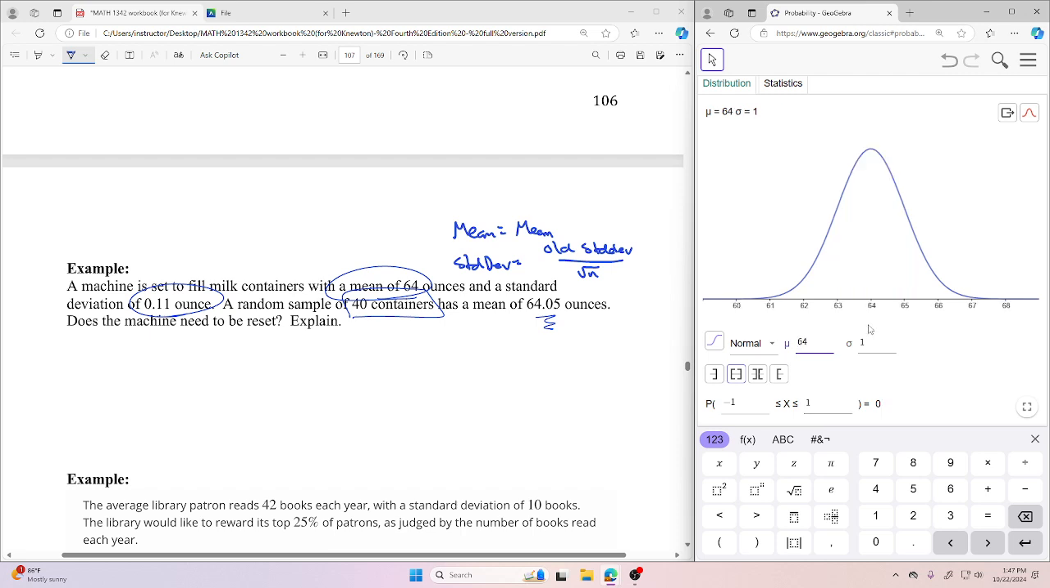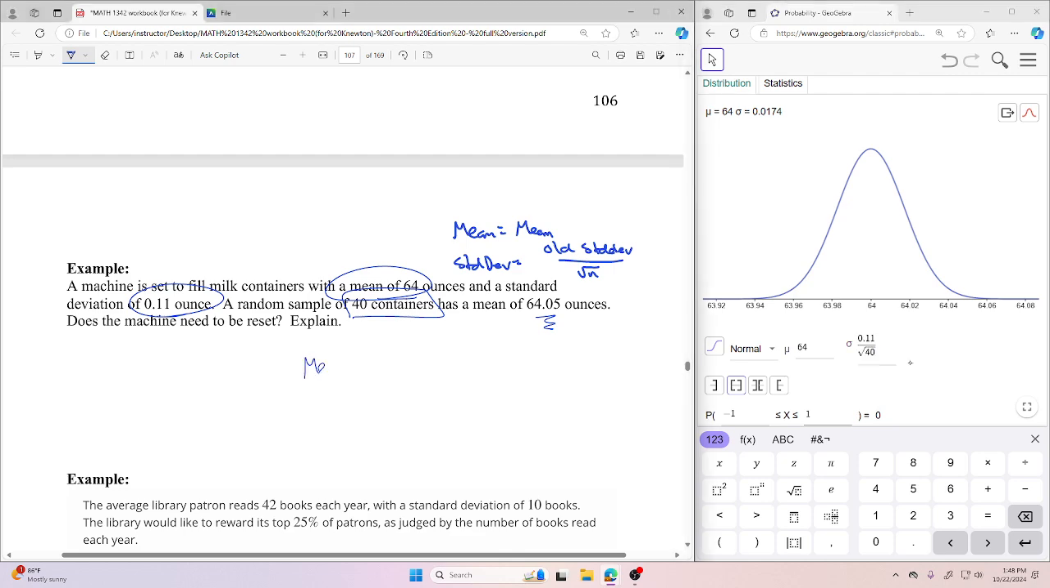64 does not change. Standard deviation, what do I put? 0.11, yes. Divided by the square root of 40, sorry. You're right, square root of 40. That's our new formula. And so the mean, I'm going to write this stuff down, is that 64. The standard deviation is that 0.11 divided by the square root of the 40. Okay, so those are the two things we have.